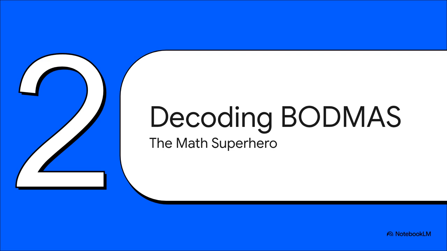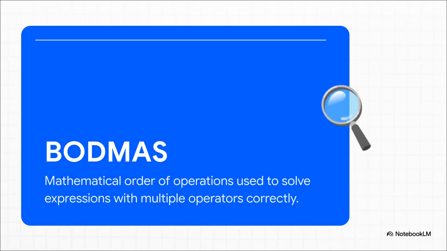Meet your new math superhero. ये कोई आम वर्ड नहीं है बच्चों. This is the absolute ultimate weapon used by mathematicians everywhere to fix that exact confusion we just talked about. Whenever you see a chaotic string of numbers and symbols, BODMAS is the superhero that steps in and tells you exactly what to do and when to do it. Let's look at what it actually means.